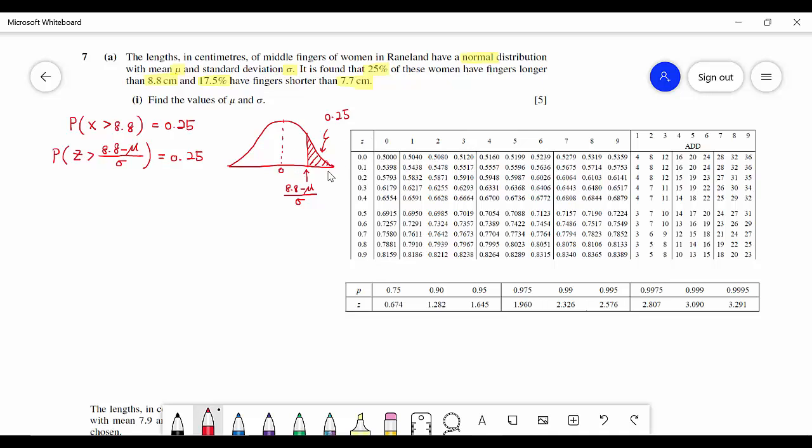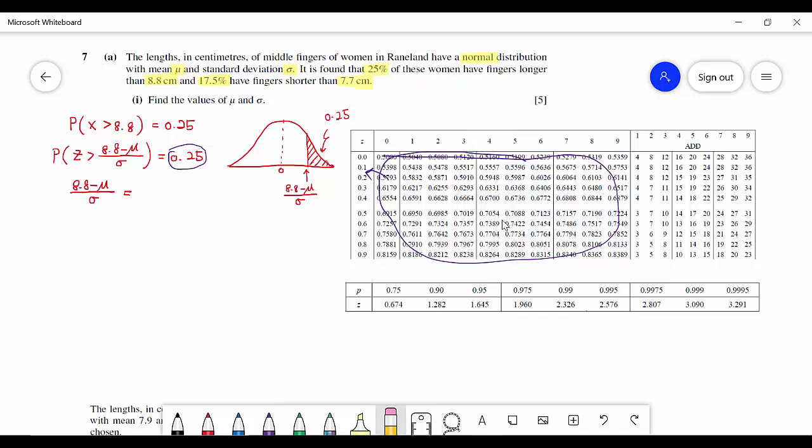By using this graph and also the normal distribution table, I want to find out the value for this z. So 8.8 minus mu divided by sigma equals to, you have to look at the 0.25. This is the probability, right? If you want to get the value for probability, all these are probability, so you should look from here and get the value inside. But if you look at the whole table here, you don't have any value smaller than 0.5. 0.25 is smaller than 0.5, so you won't be able to get 0.25 from all this area here.